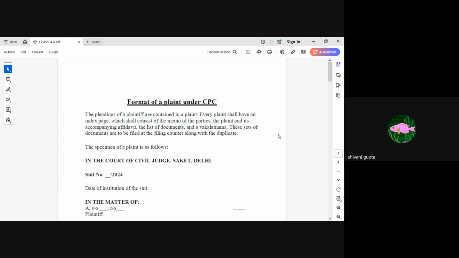So that is what the cause of action means: the date particularly when you are being harmed, you are being damaged, or the things happen to you. That is the cause of action. I hope Anmol you got it.